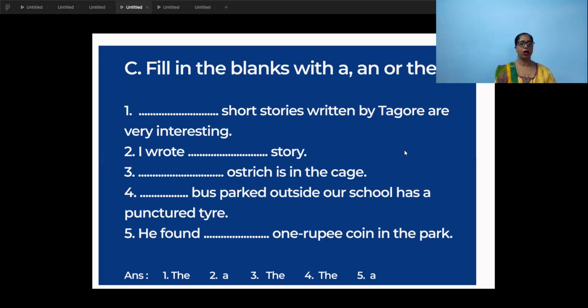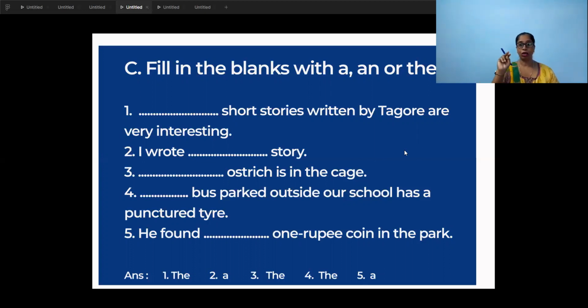Number 2. I wrote dash story. So we are not talking about any particular story. It's a story that I wrote. So a story. Because it's one common noun beginning with a consonant sound. Third one. Dash ostrich is in the cage.